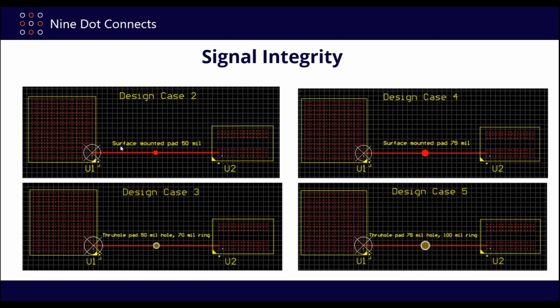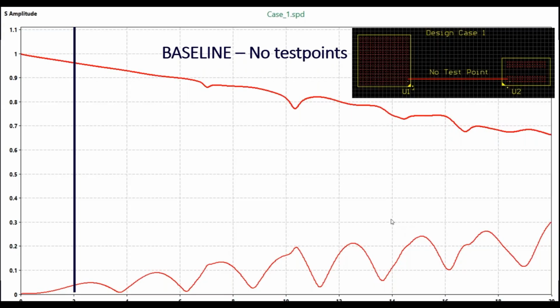Just to let you know, these are what the other cases look like. When Tom created these, he added in one case a 50 mil mounting pad. In another case, he did the 50 mil hole, 70 mil ring. Then we went to case 4 and 5, where we basically took the same thing but upped the sizes. So the pad is 75 in case 4, and 75 mil hole in case 5 with a 100 mil ring. I do have a question for you.